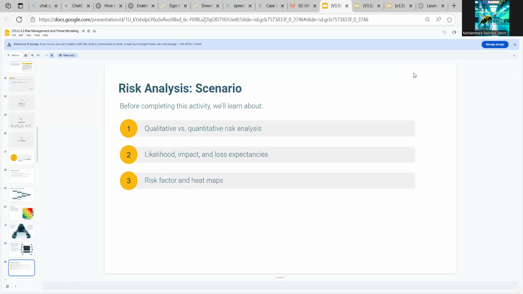How do we learn about this first? Number one, qualitative versus quantitative risk analysis. Number two, likelihood, impact, and loss expectancies. Number three, risk factor and heat map. So we will proceed with these three terms to solve this problem.